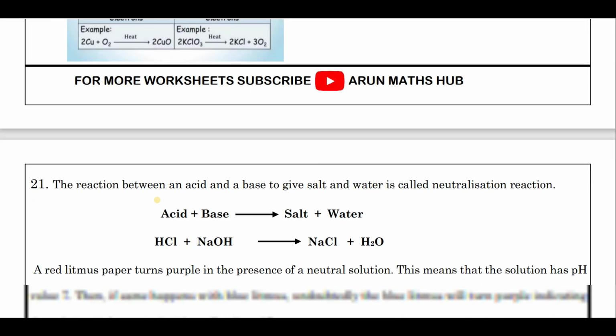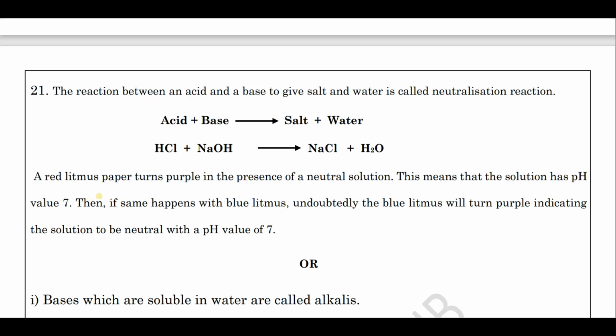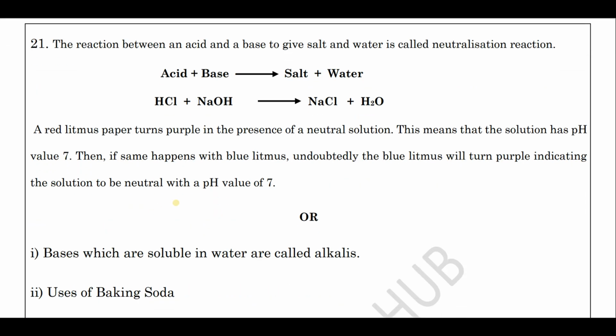21st question. The reaction between an acid and a base to give salt and water is called a neutralization reaction. Acid plus base gives salt and water. Litmus paper turns purple in the presence of a neutral solution. This means the pH of the solution is 7. The same happens with blue litmus, which turns purple, indicating the solution is neutral. Red or blue litmus paper turns purple when it is neutral.